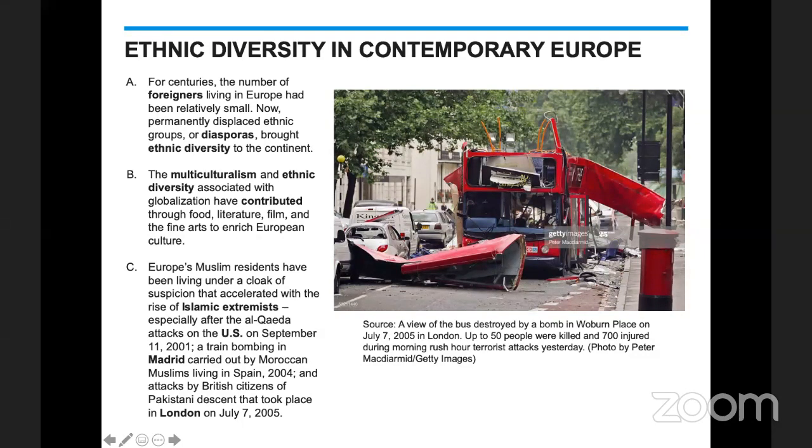And in C, Europe's Muslim residents have been living under a cloak of suspicion that accelerated with the rise of Islamic extremists, especially after Al-Qaeda attacks in the US on September 11th. There was a train bombing in Madrid carried out by Moroccan Muslims who were living in Spain in 2004, and the attack by British citizens of Pakistani descent took place in London on July 7th, 2005. It took place in the London Underground and in this bus explosion that you see there.